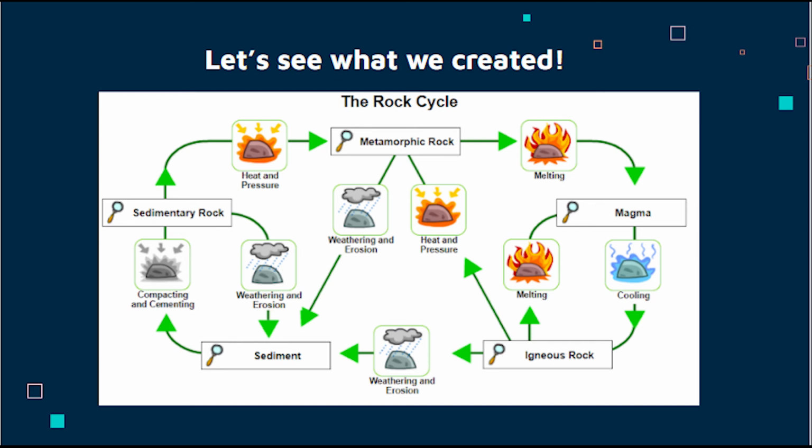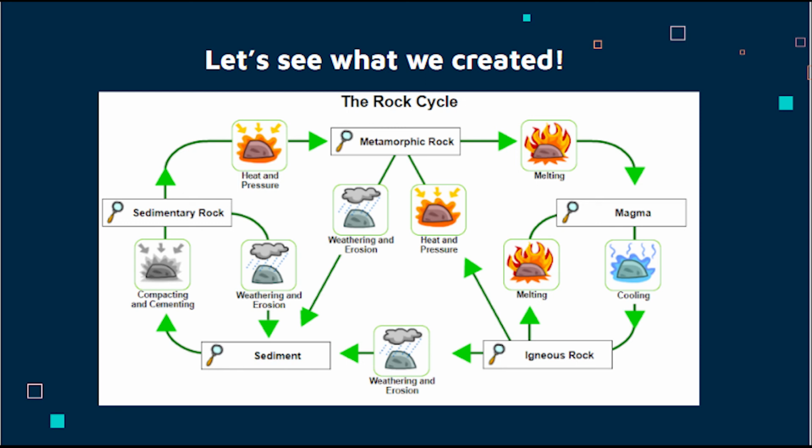Now let's start from metamorphic rock. Metamorphic rock subjected to melting, it turns into magma. Magma cools, it turns into igneous rocks. When igneous rocks melt, it turns back to magma. We have igneous rocks subjected to heat and pressure. Heat and pressure gives you metamorphic rock.